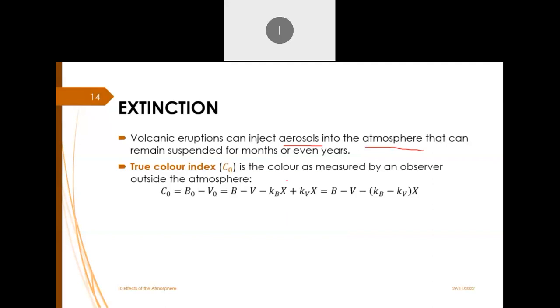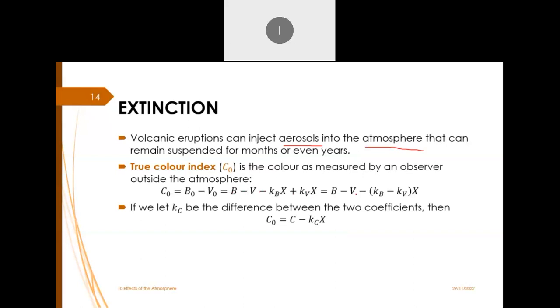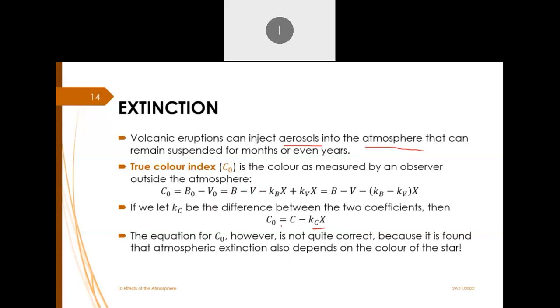So what is the true color index C naught? It is the color as measured by an observer outside the atmosphere. So we call that the true color index. The formula is C naught equals B naught minus V naught, or equals B minus V minus K_B X plus K_V X, and so on. If we let Kc be the difference between the two coefficients, you will get C naught equals C minus Kc X.